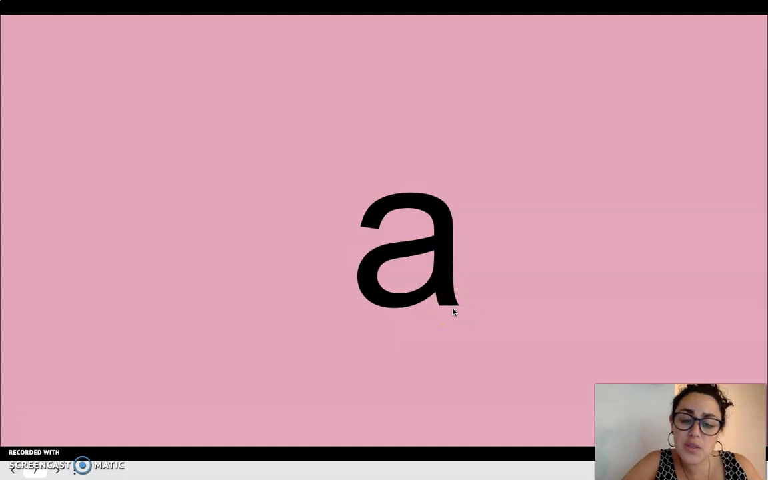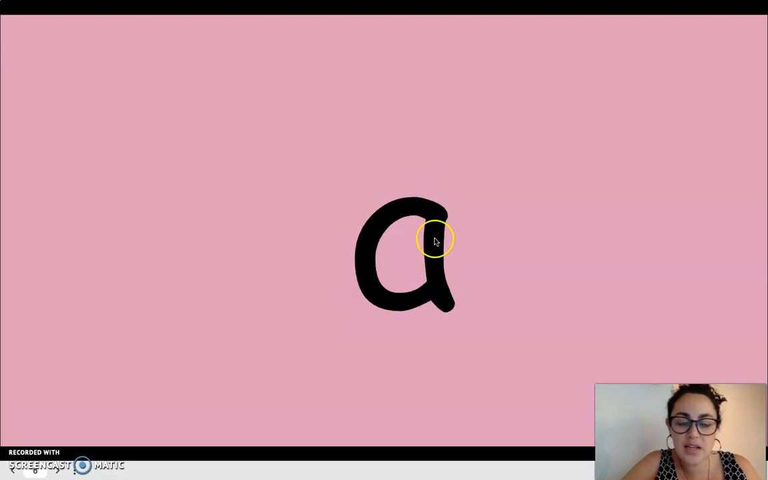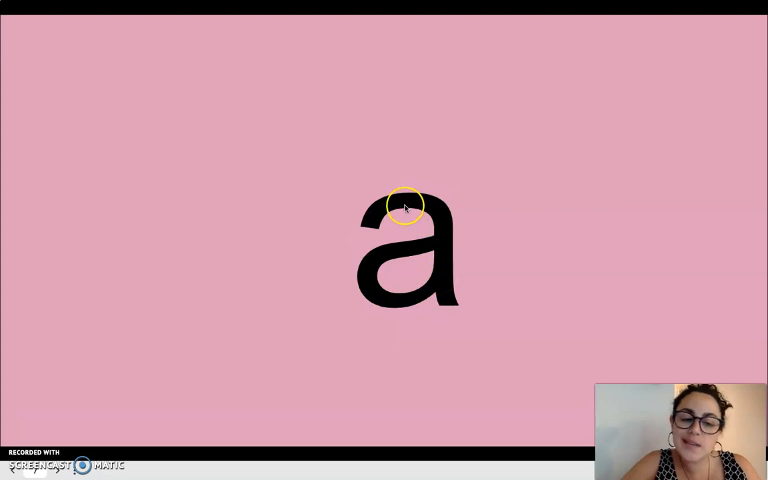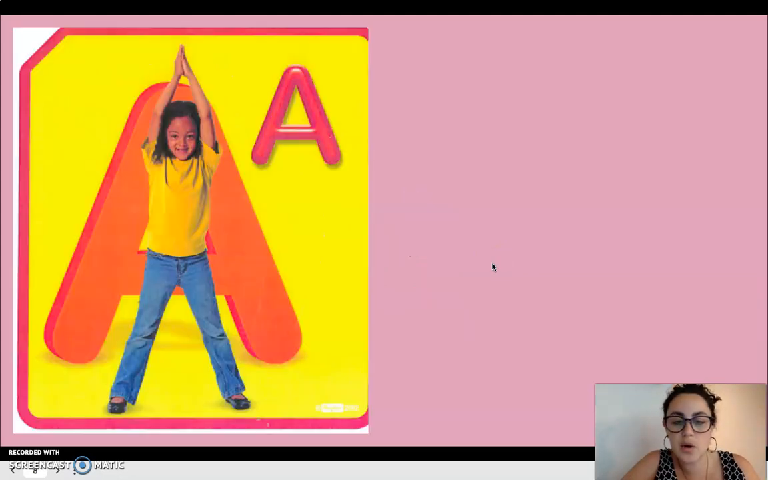I also want to show you this kind of A. This A, we sometimes might see it in books written this way. I don't like this one as much. I think the circle and the line is easier, but just in case you see it, this might be a letter you see sometimes. Sometimes people write it this way. We're not going to practice that, but you might see it in books or written down somewhere else.